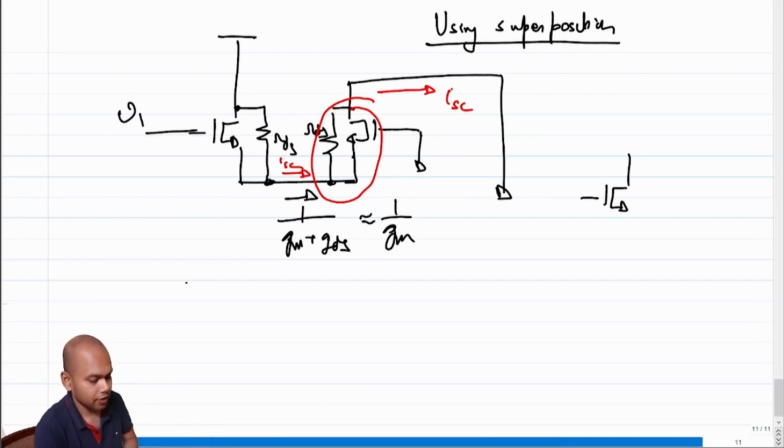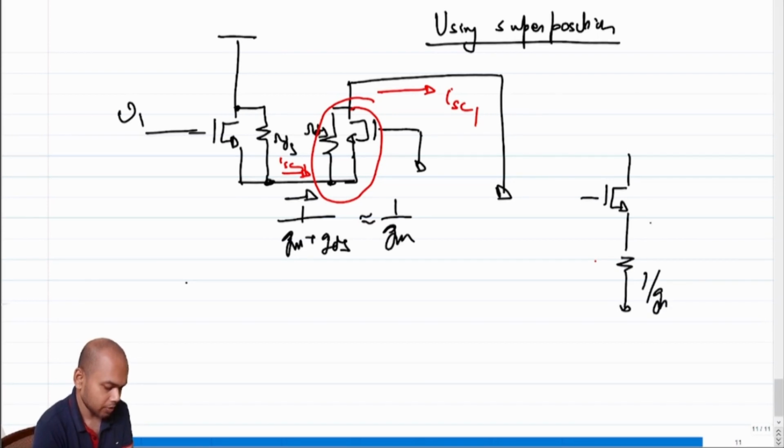So if the short circuit current is ISC, let me call this ISC1, right? ISC1, then the current at the source terminal of the transistor will also be ISC1. Essentially, what the question that we are asking is, what is this? If this is 1 by GM, what is this current? This current is ISC1, right? This is V1, this is grounded.